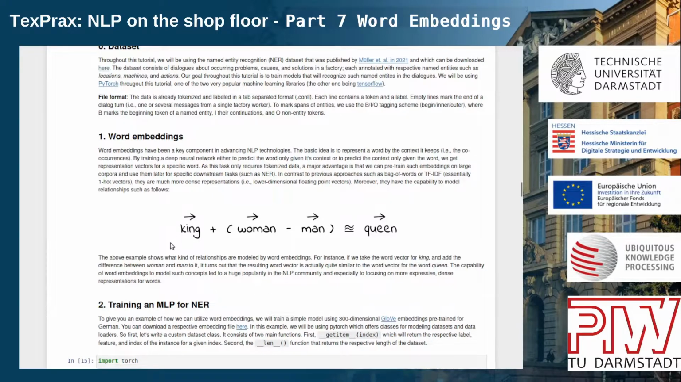What was interesting to see was the representation that is learned by the neural network allows you to do things like this. So if you take the vector for the word king, add the vector for the word woman, and subtract the vector for the word man from it, you will get a vector that is very similar to the vector of the word queen.